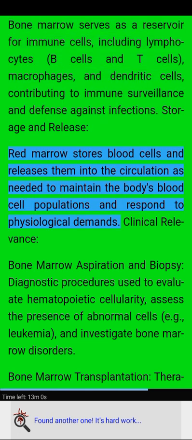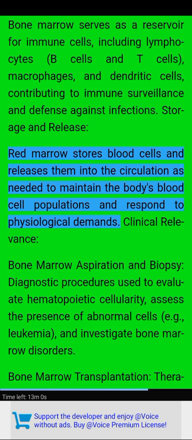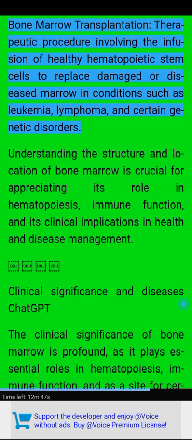Storage and release. Red marrow stores blood cells and releases them into the circulation as needed to maintain the body's blood cell populations and respond to physiological demands. Clinical relevance. Bone marrow aspiration and biopsy. Diagnostic procedures used to evaluate hematopoietic cellularity, assess the presence of abnormal cells, e.g., leukemia, and investigate bone marrow disorders.